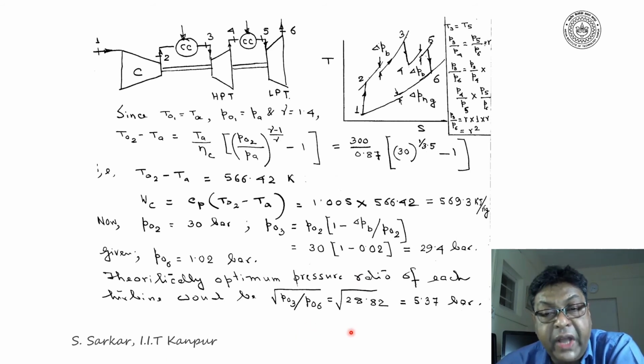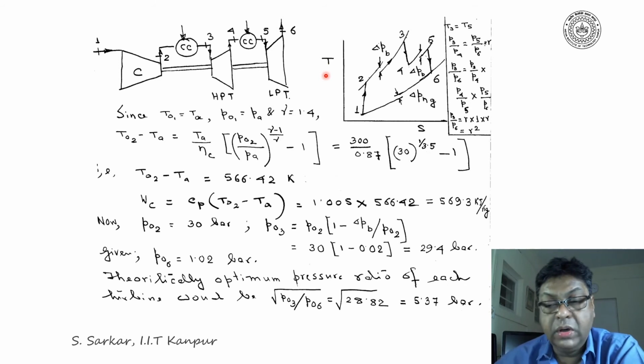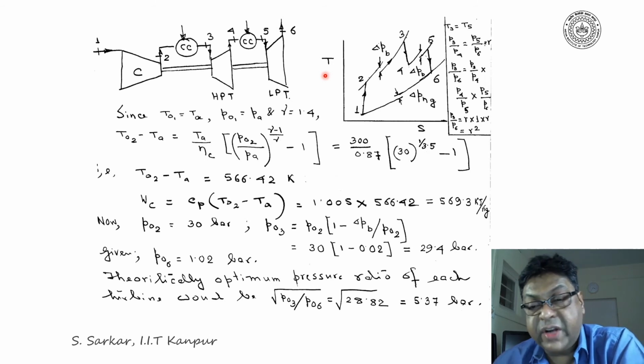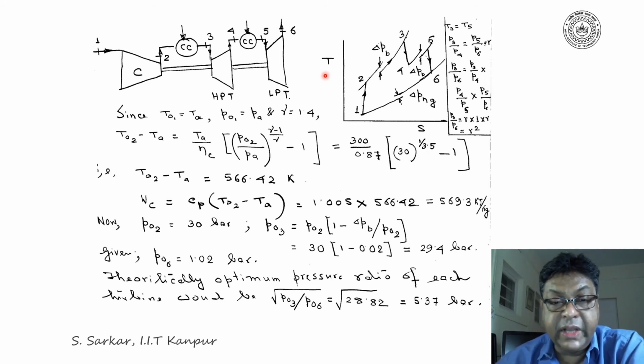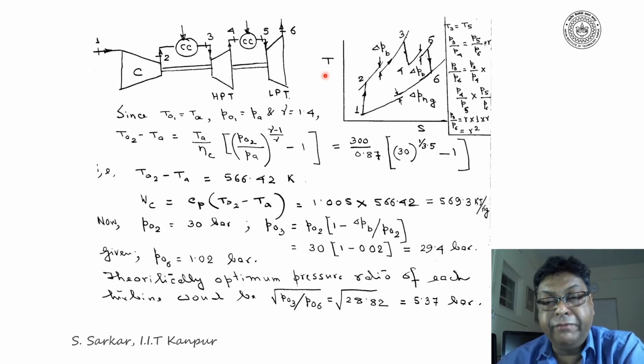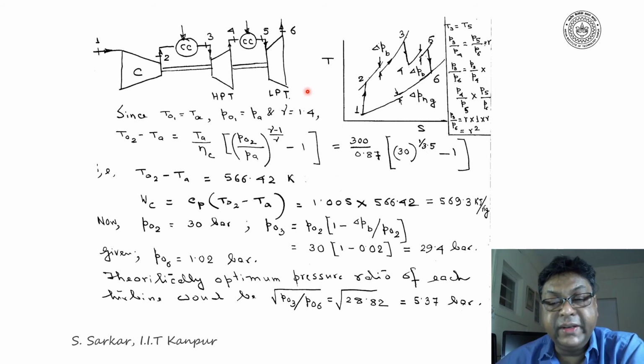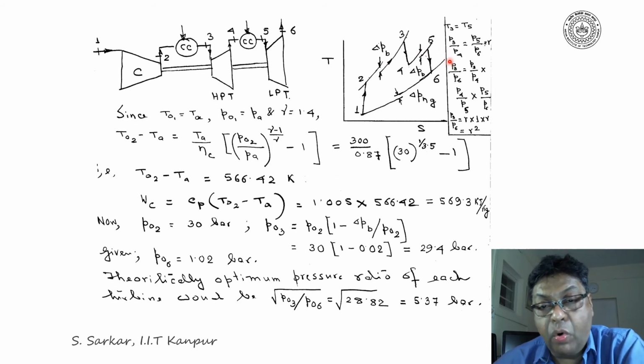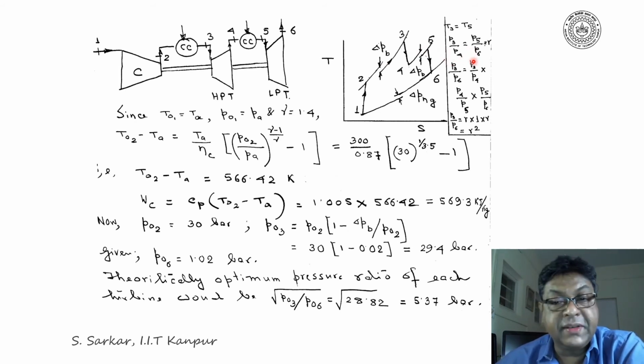With respect to that, I have referred back to the TS diagram. I have already told that for optimal condition, the pressure ratio for each turbine would be the same. That means the pressure ratio in HPT must be equal to LPT. Further, T3 is equal to T5. Now, let us consider the pressure ratio of each turbine to be designated by small r. Thus, I can write P3 by P4 is equal to P5 by P6 is equal to r.